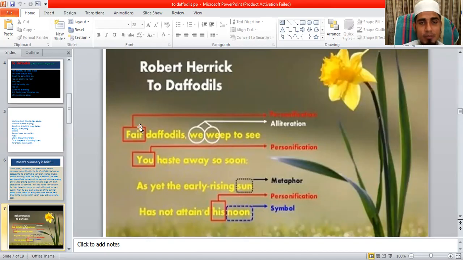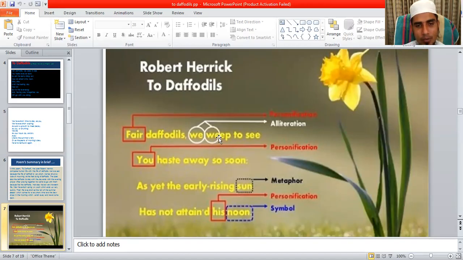Personification means to give life to non-living things, to give the qualities of living things to non-living things. That means giving human qualities to non-human things. It is called personification. So in this poem, the daffodil flower is given human qualities. Here the poet uses the literary figure of personification.